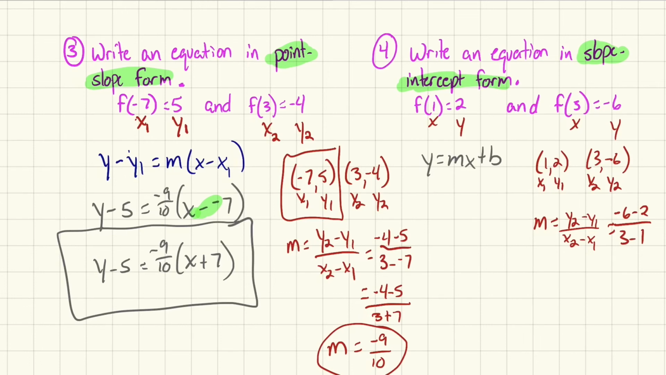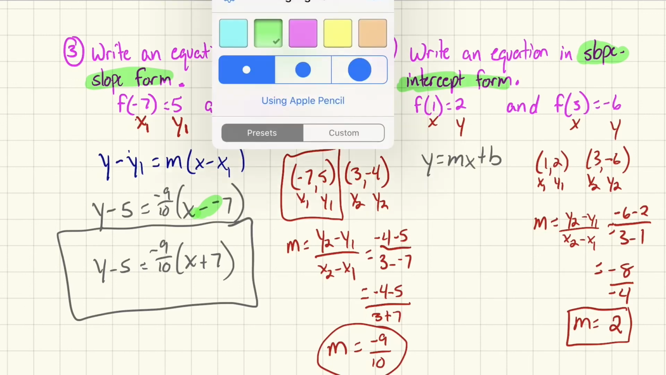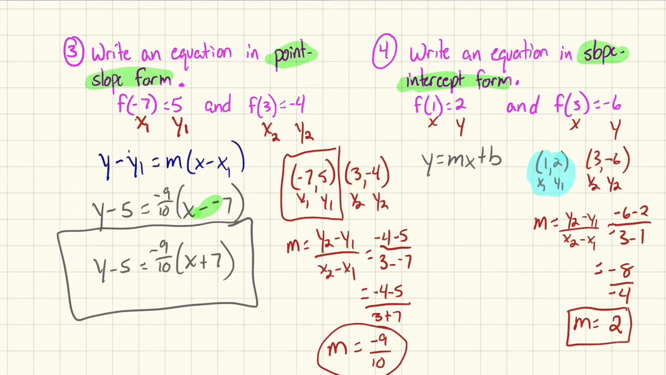That's going to be equal to negative 8 over negative 4. Negative 8 divided by negative 4 is positive 2. So now I've got my slope. Now to figure out our y-intercept, we have to do something a little different here. We are going to have to use, and we'll put this in a different color, our point. And we're going to have to use our point to plug in for x and y.